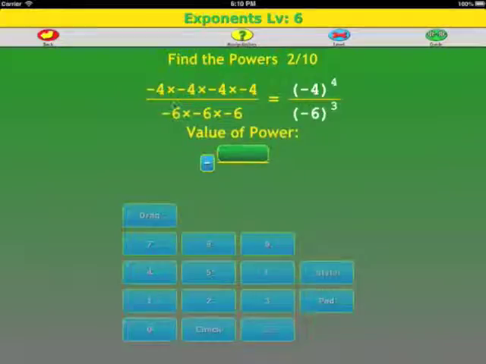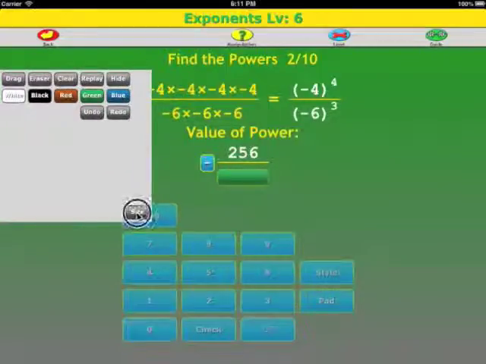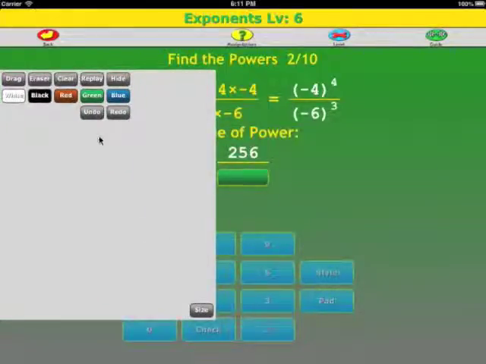For the numerator, we have 4 times 4 times 4 times 4, or if you remember 4 to the power 4 is 256. For the denominator, we have 6 times 6 times 6. If you remember the table, that's 216. If you don't remember the table, you can compute it.